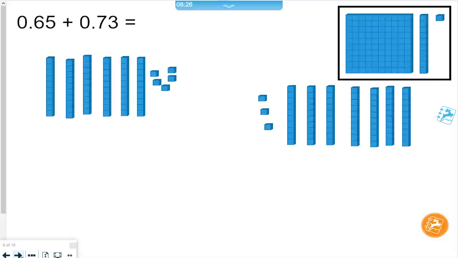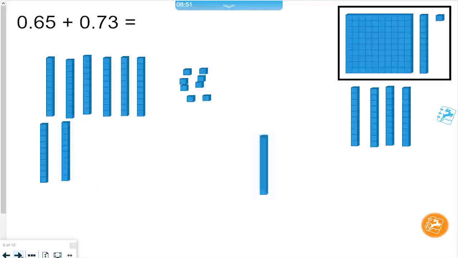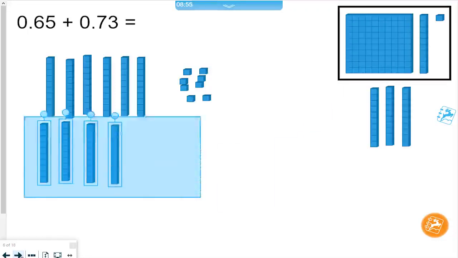Now, if I count up my hundredths, 1, 2, 3, 4, 5, 6, 7, 8. I only have 8, so I can't do anything with those. So these can just line themselves up. Let's put them all over here a little bit. So I have 1, 2, 3, 4, 5, 6, 7, 8, 9, and 10.